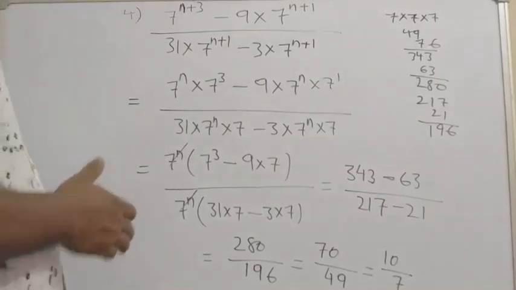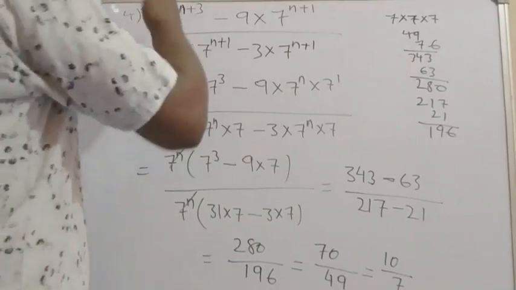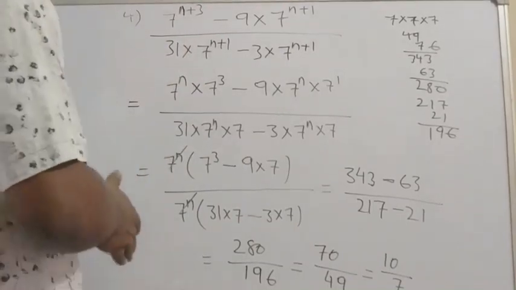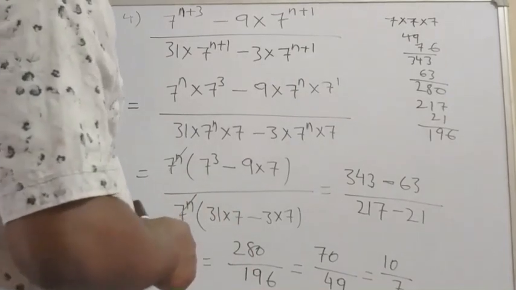So understood? If a variable is given, always try to bring the variable outside in the numerator and denominator so that it will cancel. So you get the answer. This is one type of problem. Another type I am doing.